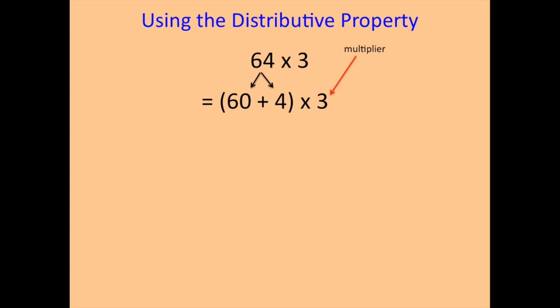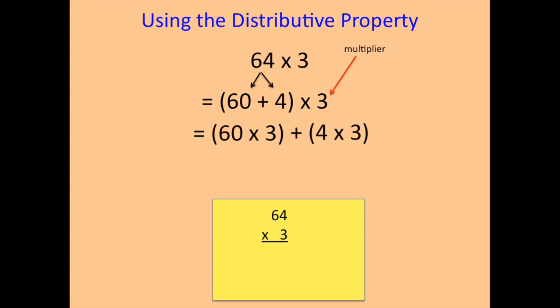3 is my multiplier. This is the number that I will multiply by both terms, 60 and 4. So when I distribute my multiplier and rewrite the problem, it reads 60 times 3 plus 4 times 3. We actually use the distributive property when multiplying by a two-digit number already. Let's take a look at how we already do that.